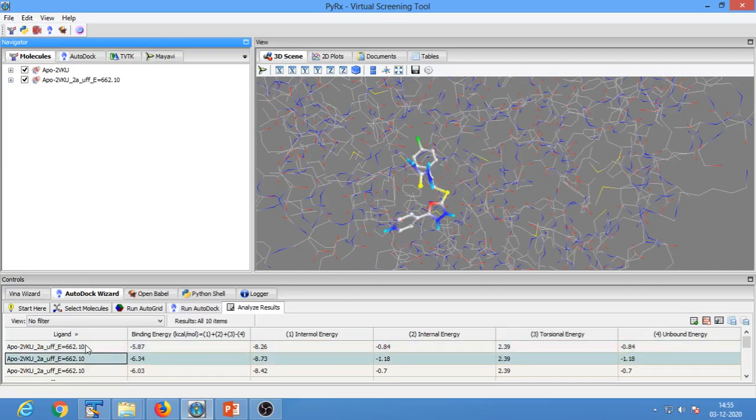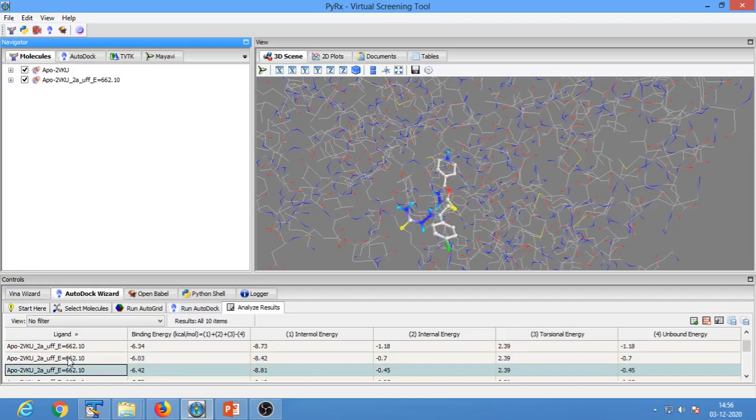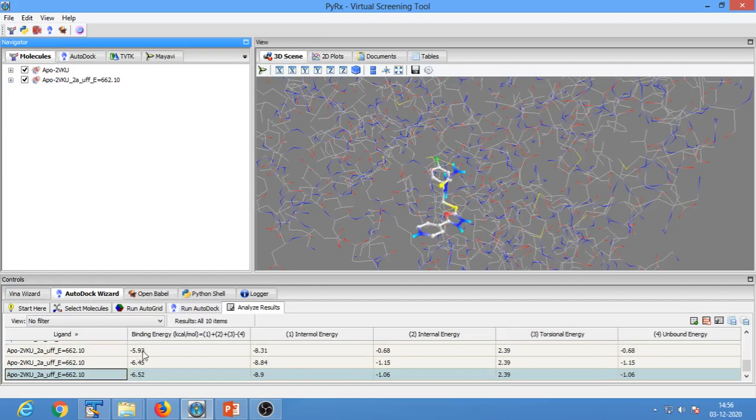So if your ligand acquires the second pose, the binding free energy again decreases to minus 6.34. So since the binding free energy of this pose is lower than the previous pose, this pose would be more preferred. Why? Because the lower the binding free energy, the greater is the affinity of this pose towards this ligand. So in this case we would go on calculating the binding free energy associated with each and every pose as shown over here.